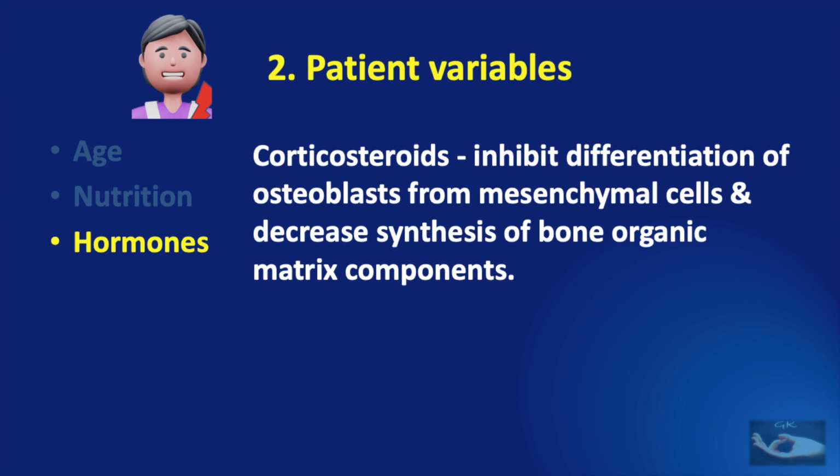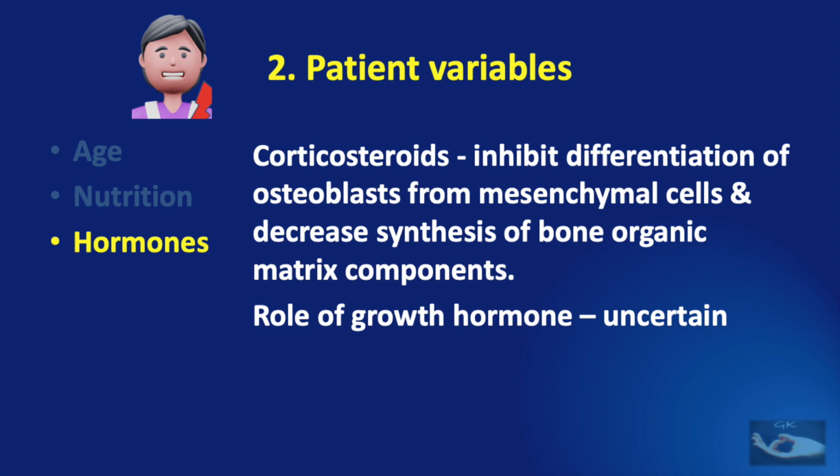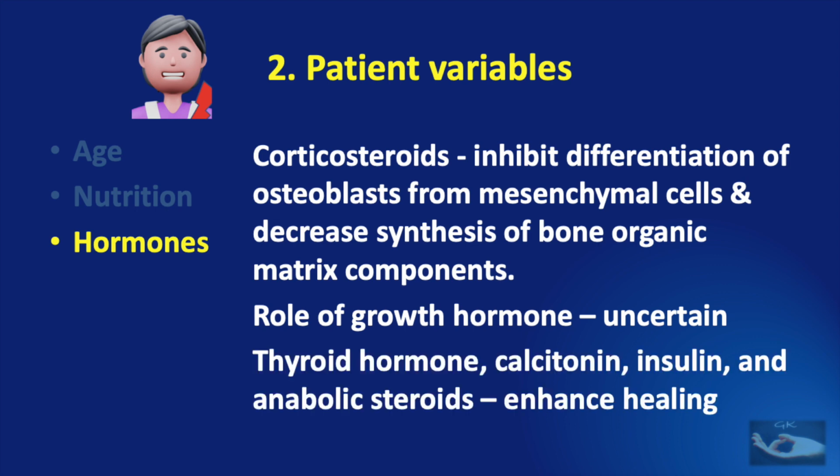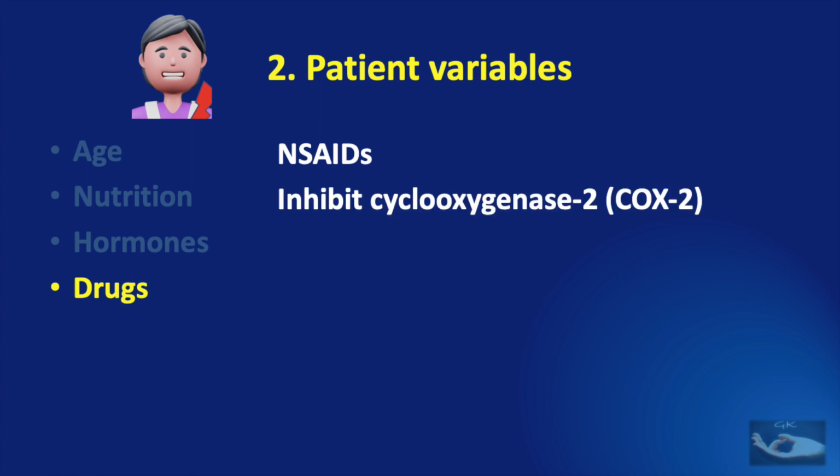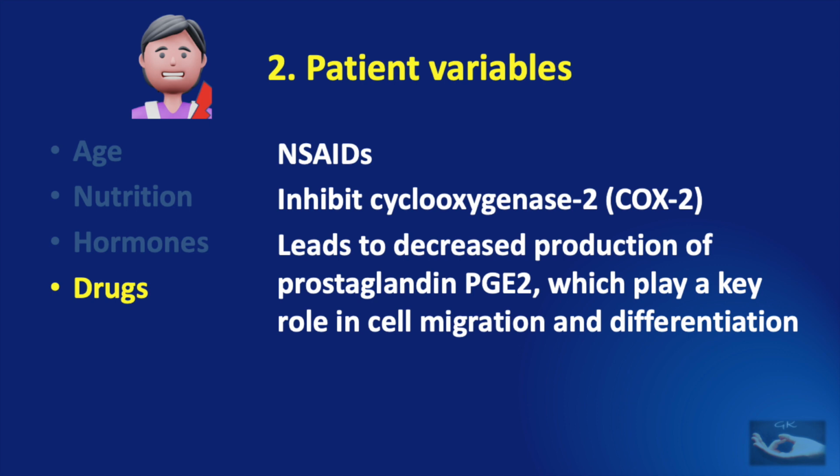Corticosteroids inhibit the differentiation of osteoblasts from mesenchymal cells and also decrease the synthesis of bone organic matrix components. The role of growth hormone is uncertain, but it has been proved that thyroid hormone, calcitonin, insulin, and anabolic steroids enhance healing of fractures. Some drugs too can influence fracture healing. Non-steroidal anti-inflammatory drugs have been known to inhibit cyclooxygenase 2, which leads to decreased production of prostaglandin PGE2, which plays a very important role in cell migration and differentiation.